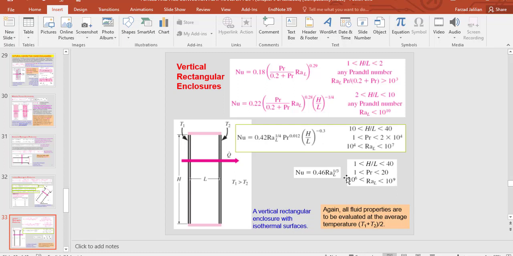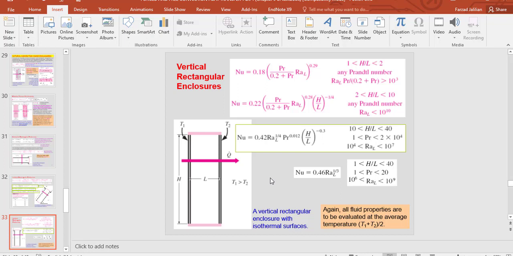And this equation is also the same, you should check this characteristic. As you can see here, it is a general equation when the aspect ratio is from 1 to 40, but for a fluid with a Prandtl number between 1 and 20 and Rayleigh number between these two values. And as I told you, to find this Prandtl number especially, you should use the average temperature, T1 plus T2 divided by 2.